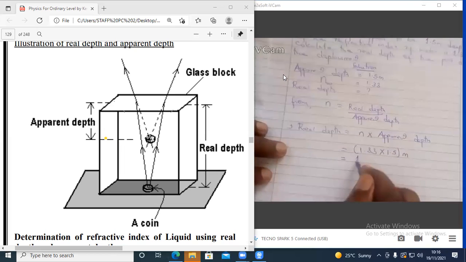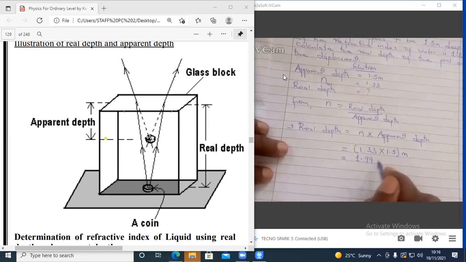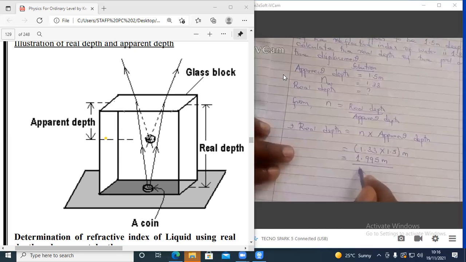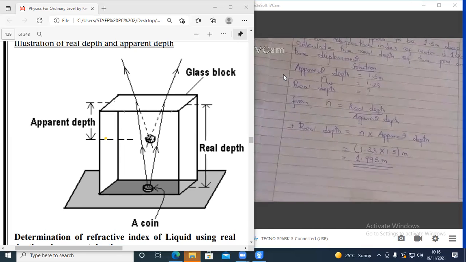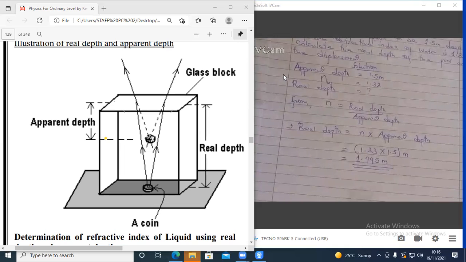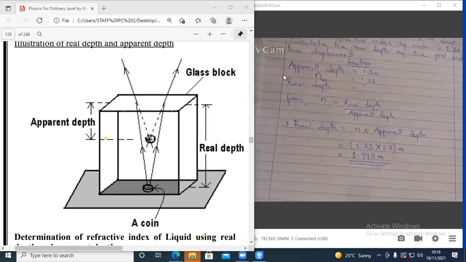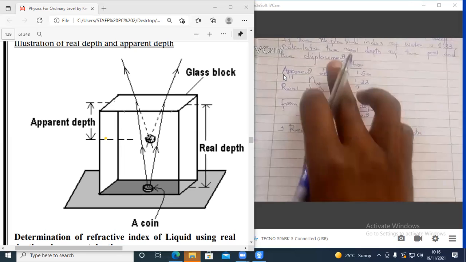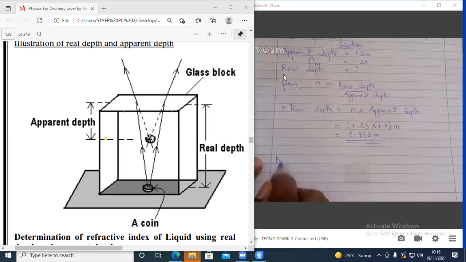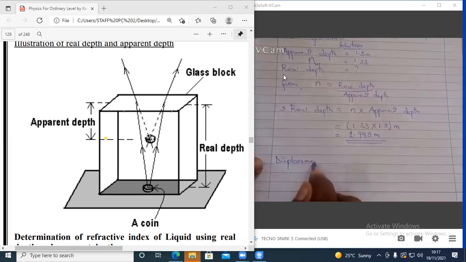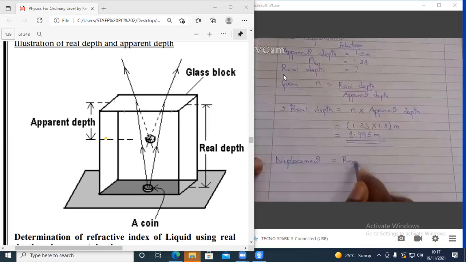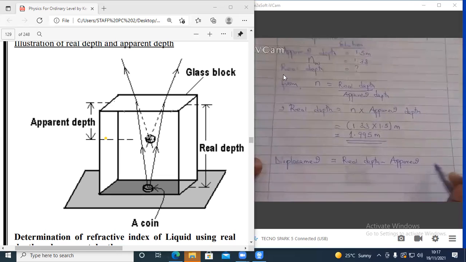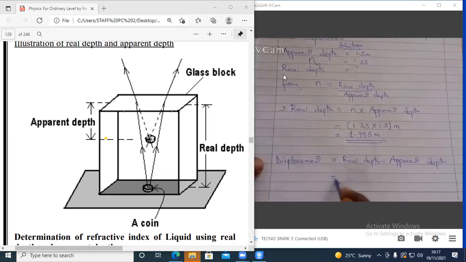1.995. Have we seen that, members? Yes. Have we answered all the questions? No. They also want us to find displacement, not so? We say displacement is equal to real depth minus apparent depth. So can you substitute and get for me the answer?